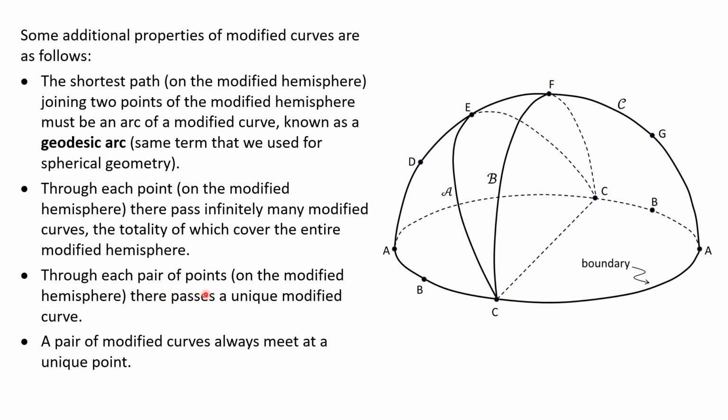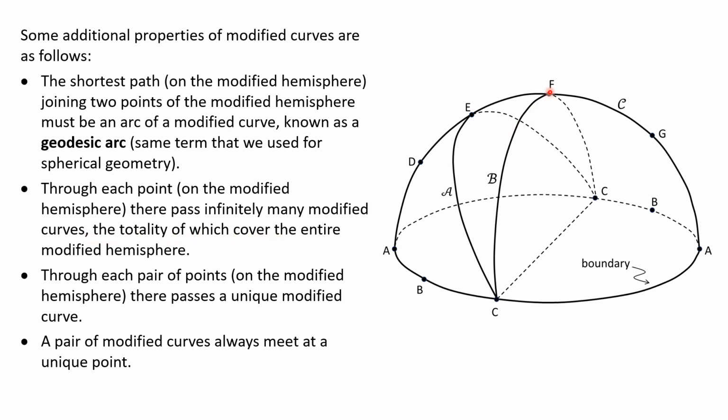We have a few more properties concerning our model, which I'll mention here. The shortest path joining 2 points on this modified model must be an arc of a modified curve. So for example, the shortest path between D and E is on an arc between A and A. In other words, on a straight line between A and A, or semicircle. This path between D and E is known as the geodesic arc, the same term that we used in the double elliptical model. Through each point, there are an infinite number of modified curves, or straight lines, the totality of which cover the entire sphere.